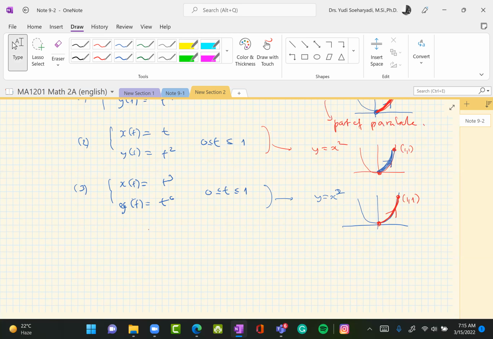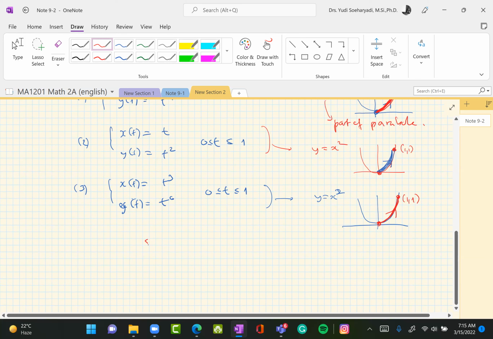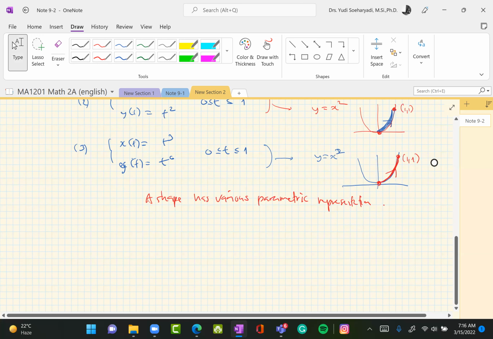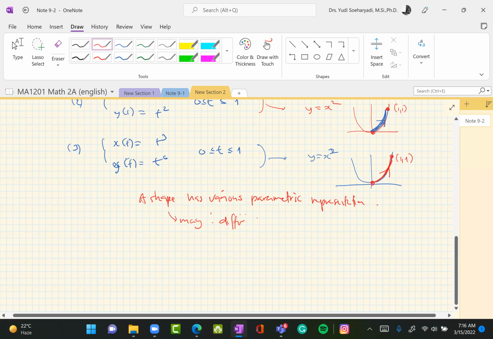So the idea here is that a shape has various parametric representations, which might differ in velocity or direction.